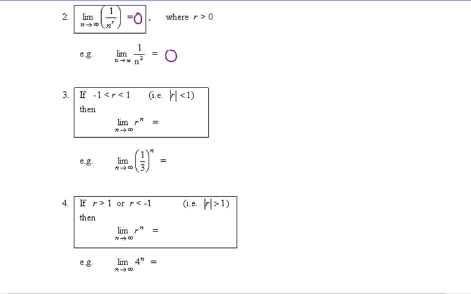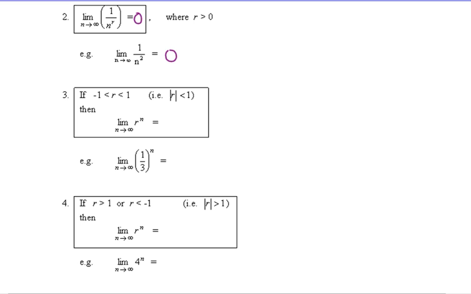Okay, so let's talk about our r value between -1 and 1. Okay, so this is a little bit unique. So what kind of numbers are going to be between -1 and 1? 0, okay, yeah. Fractions, yeah. So like 1/2 is an example of an r value. So you'd have like 1/2 to the power of n.